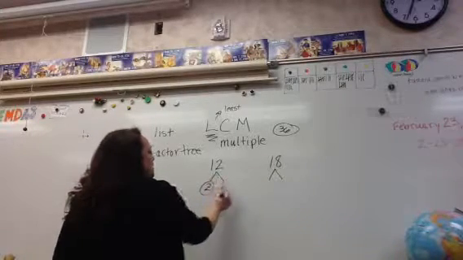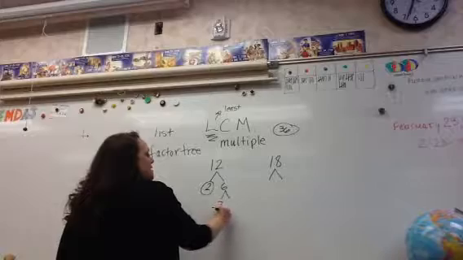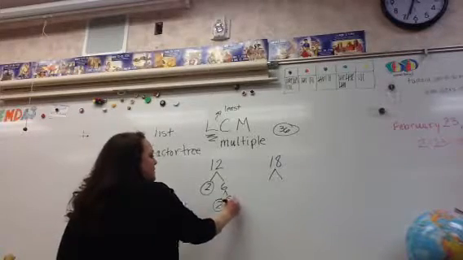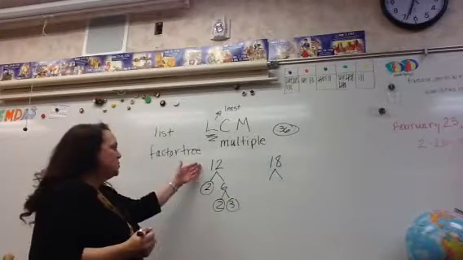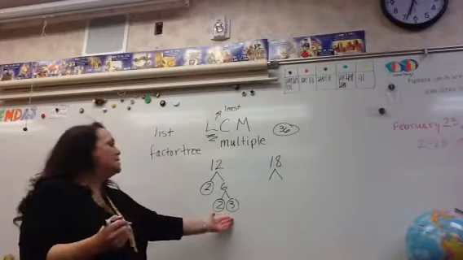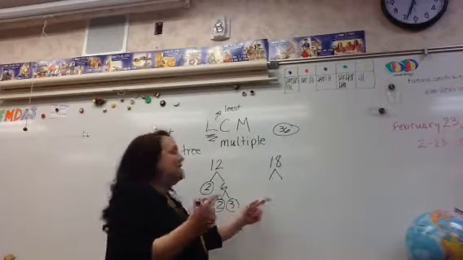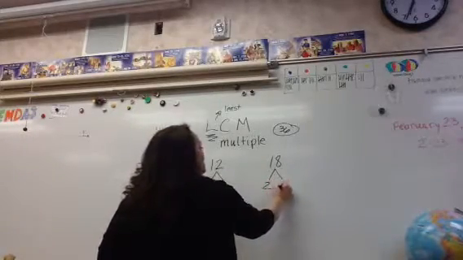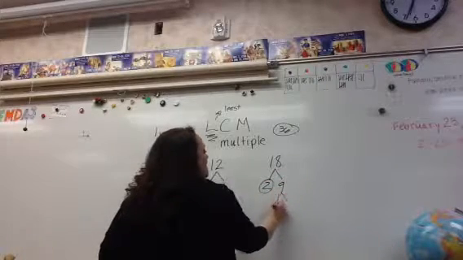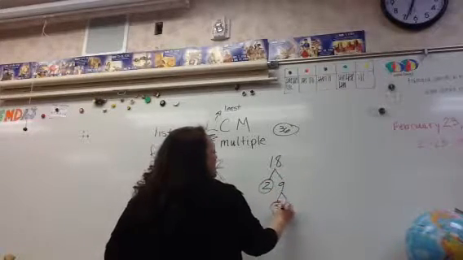2 times 6 is 12. 6 can be broken down into 2 times 3. And there's my prime factorization for 12. 2 times 2 times 3. I'm going to do the same thing to 18 and compare. 2 times 9. 9 can be broken down into 3 times 3.